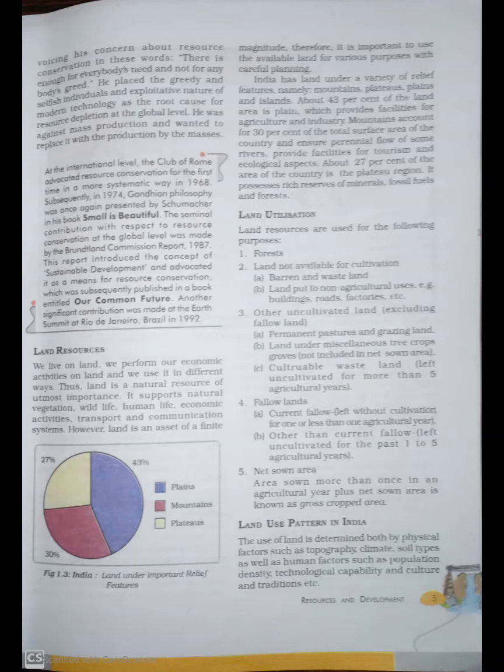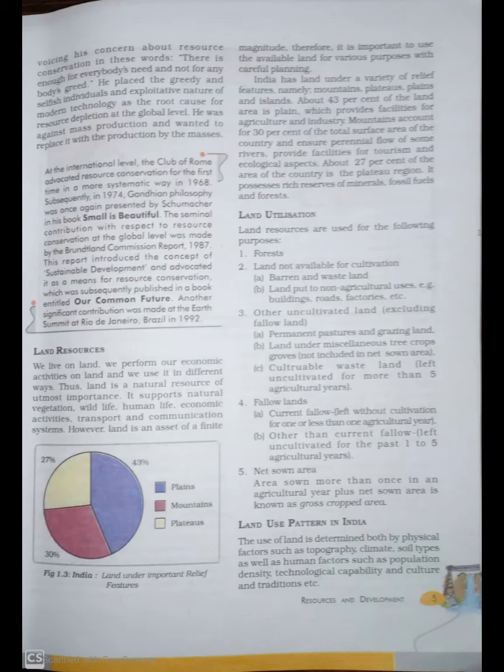India has land under a variety of relief features, namely mountains, plateaus, plains, and islands. About 43% of the land area is plain, which provides facilities for agriculture and industry. Mountains account for 30% of the total surface area of the country and ensure perennial flow of some rivers, provide facilities for tourism and ecological aspects. About 27% of the area of the country is a plateau region. It possesses rich reserves of minerals, fossil fuels, and forests.